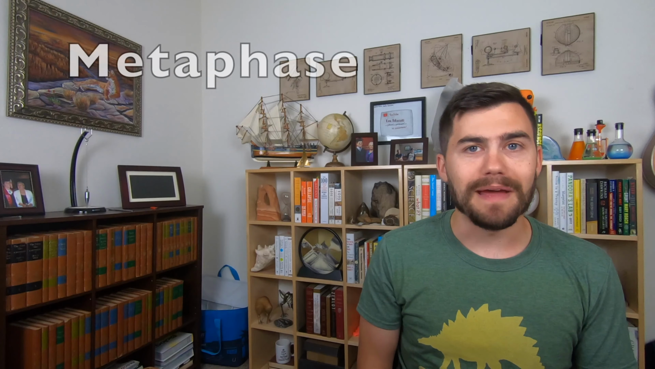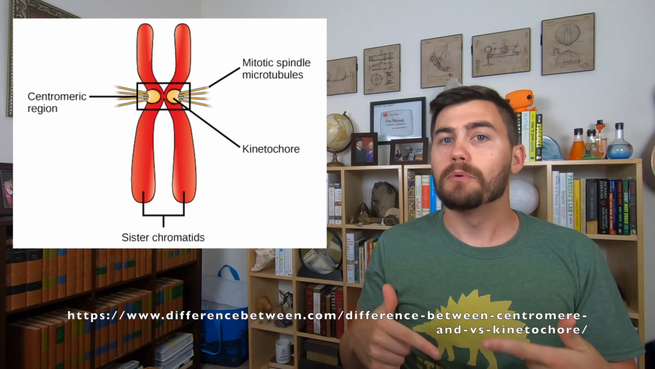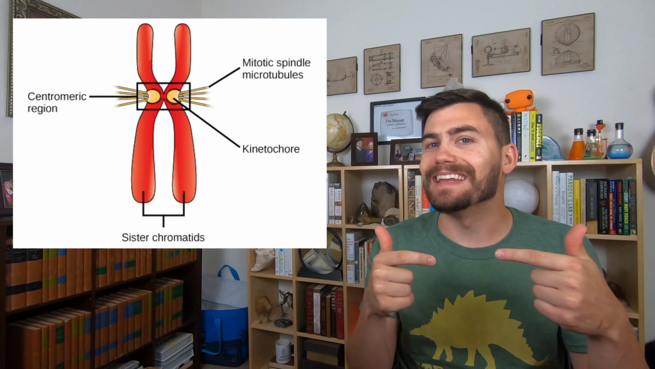The next stage is metaphase. Some sources distinguish a phase between prophase and metaphase called prometaphase, but most high school books don't. 2 important things happen during metaphase. The first thing is that the 2 spindle apparatuses connect to each chromosome on both sides. The region on the chromosome where the spindle attaches is known as the centromere, but what the spindle actually attaches to is a structure called a kinetochore.